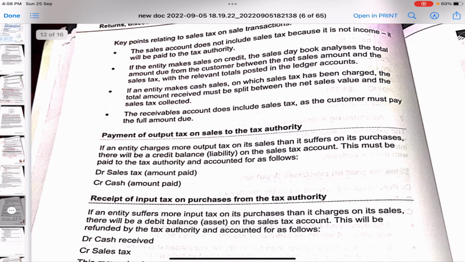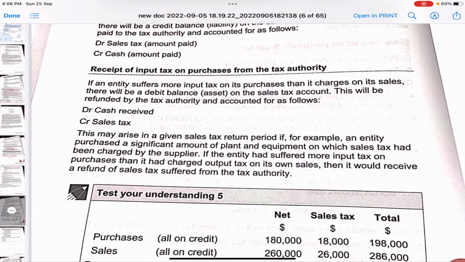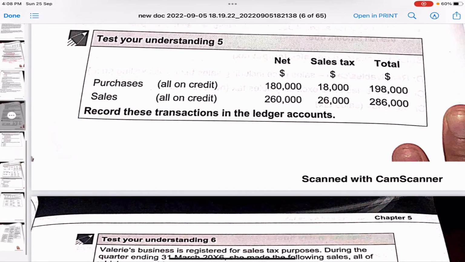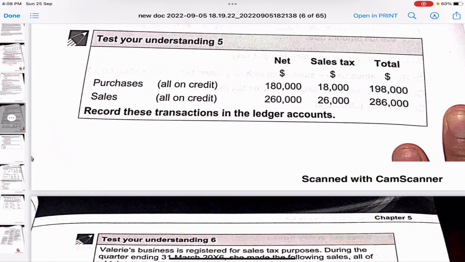So this is the same thing. Payment of output tax. Okay, we have discussed this. Now let's come to test understanding 5. Record all these transactions in the ledger accounts. So these are the transactions which are given in the question and you have to be recording it in the ledger accounts.